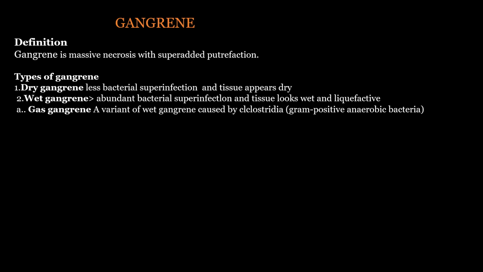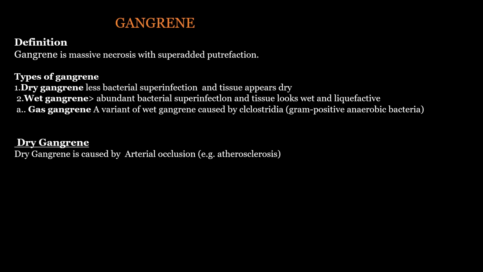But under wet gangrene, there is abundant bacterial superinfection and the tissue looks wet and liquefactive. Gas gangrene is a variant of wet gangrene caused by Clostridia. A very high yield exam question: what is the name of the bacteria that causes gas gangrene? Gas gangrene is caused by Clostridia, and Clostridia is a gram-positive anaerobic bacteria.